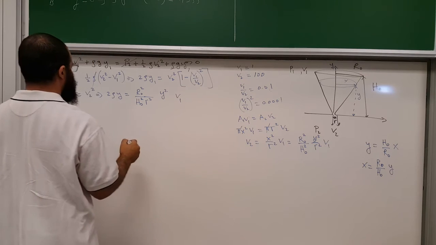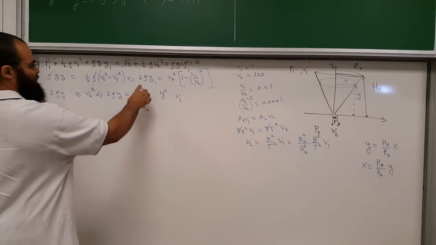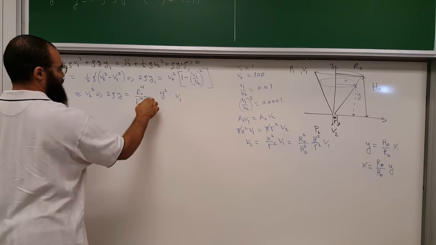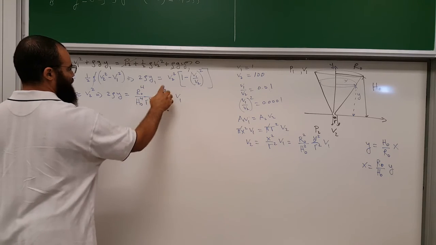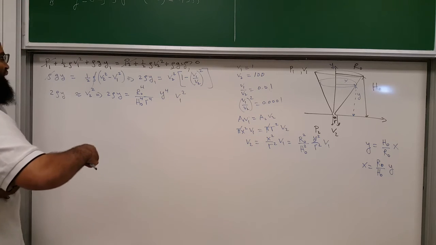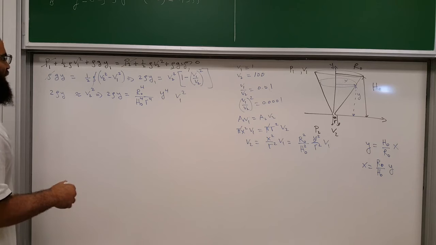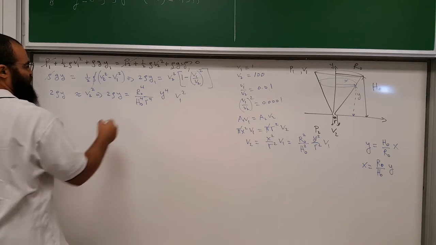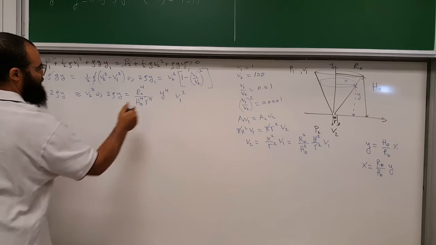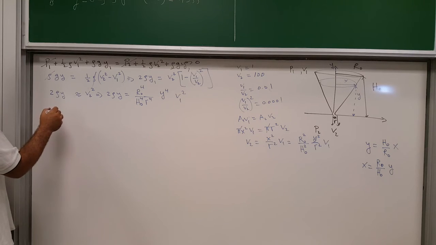v1. Oh, I'm sorry, we're squaring this. So this should say r to the fourth, h to the fourth, r0 to the fourth, y to the fourth, v1 to the second power. Everything should be squared. And on both sides I have a y, so let me cancel the y and then move everything to the other side. So I get the following.